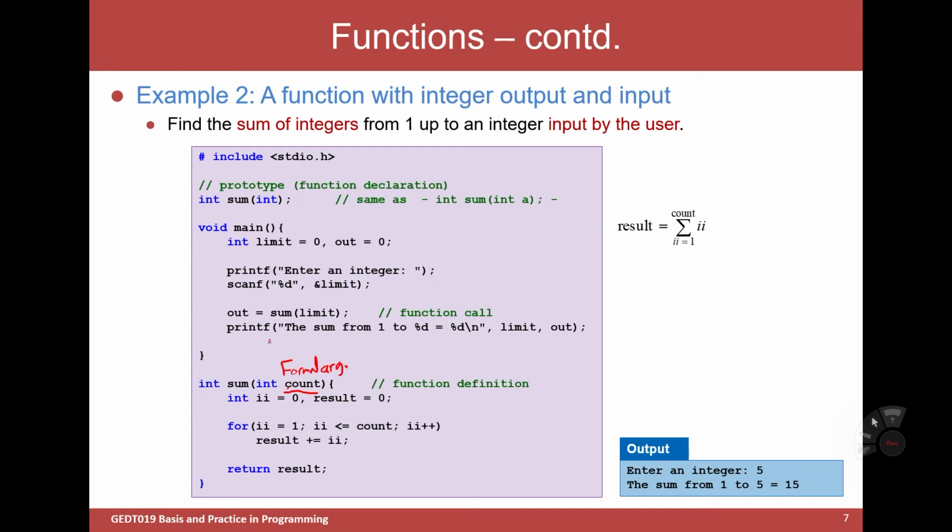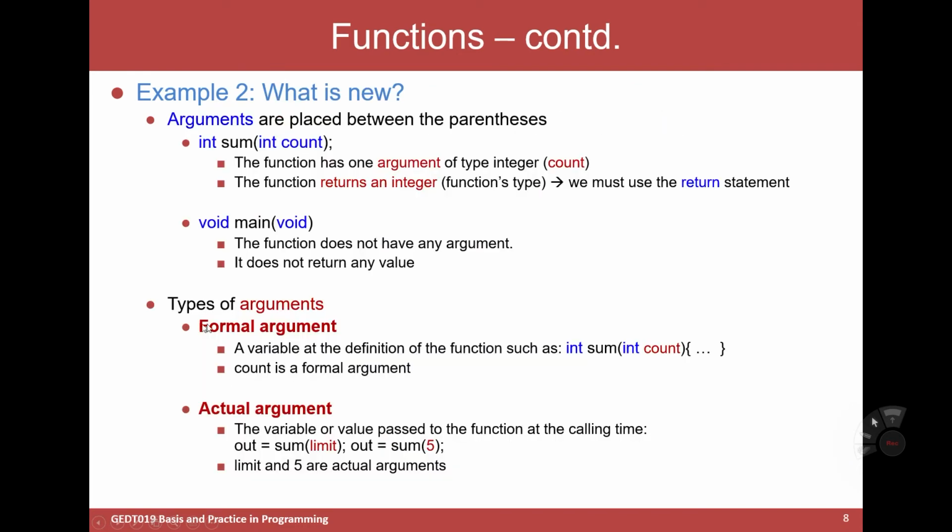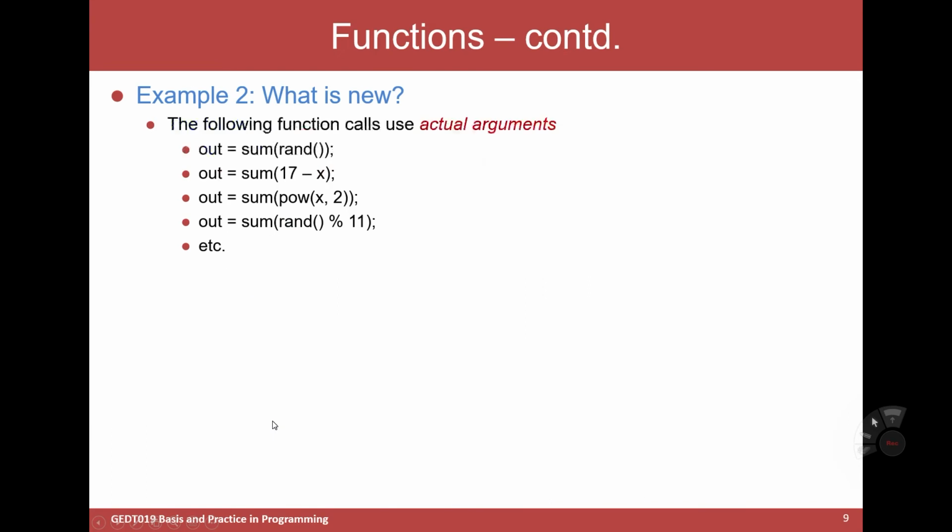Okay, and here when you call the function sum, this one here, limit, we call this one actual argument. So the actual argument is limit. Limit here is the actual argument, and this one here we call the formal argument. So the actual argument gives its value to the formal argument usually. When you call sum, the actual argument value goes to the formal argument value. Okay, hope this one is clear. What's the formal argument and what is the actual argument?